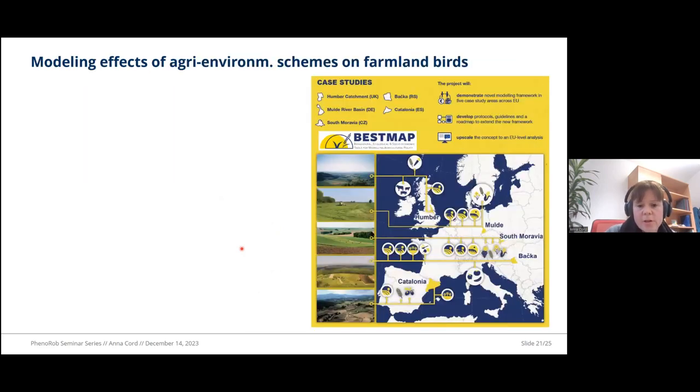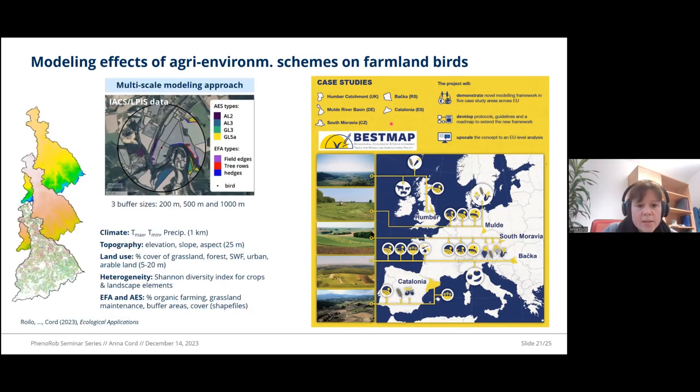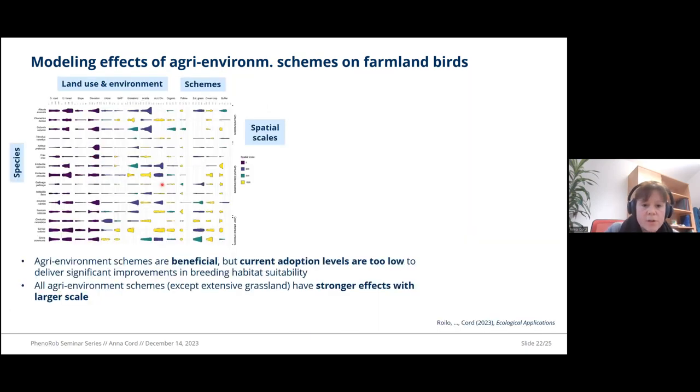In other studies, for example European projects, we're more interested in synthesizing information, biodiversity data and models across different case studies. So for example, this is a project where we cover multiple study sites across Europe. And here we use existing data. So the ELPIS YACS data and the INVECOS data are the major source of information, which we combine with different environmental data sets. We use the information on the agro-environmental schemes, and we combine it with bird observations.